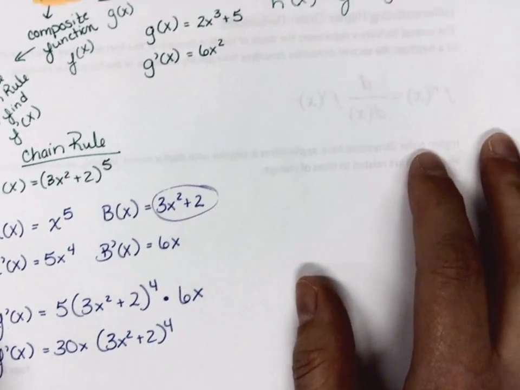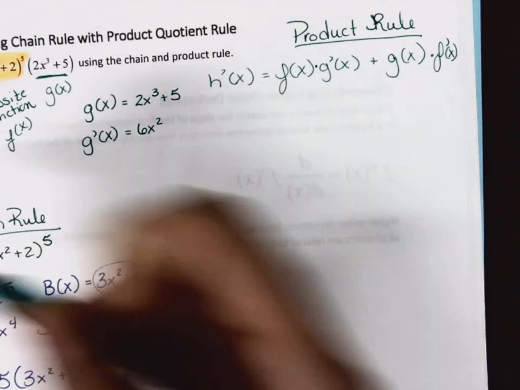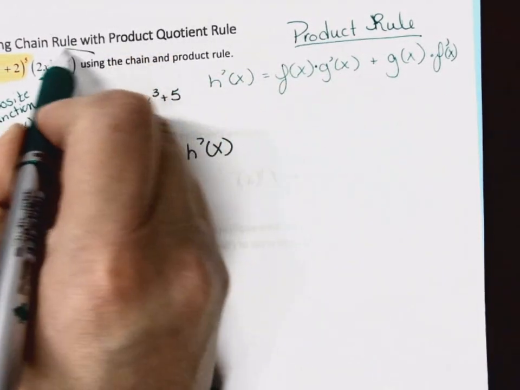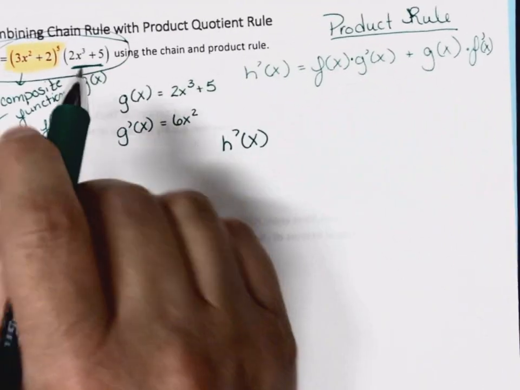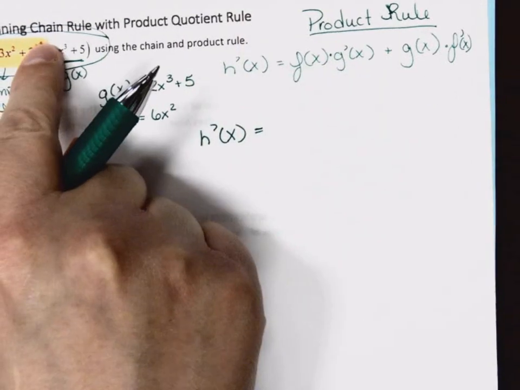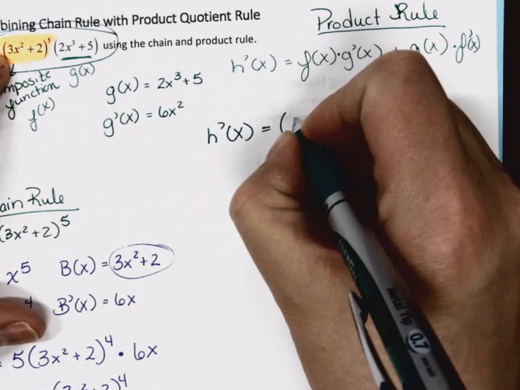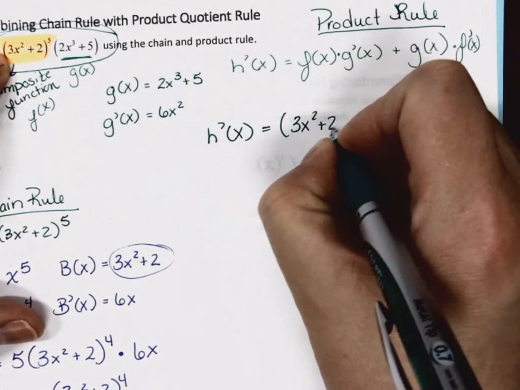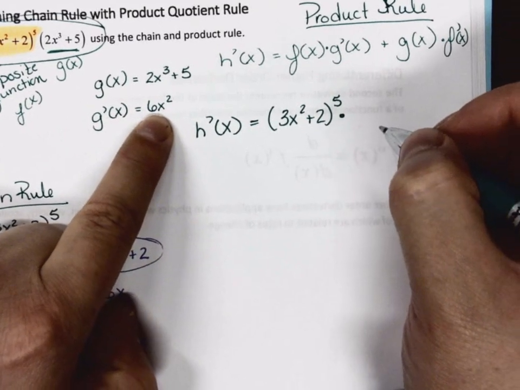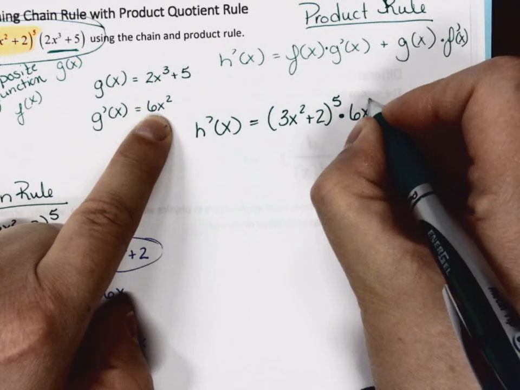Okay, now we're going back to our product rule. So our product rule stated that to find the derivative of the whole thing, the two binomials multiplied together, I guess it's not really a binomial when it's to the exponent 5. Here we go. So the f of x function was 3x squared plus 2 to the exponent 5, and we're multiplying that by the g of x derivative. So that's times 6x squared.